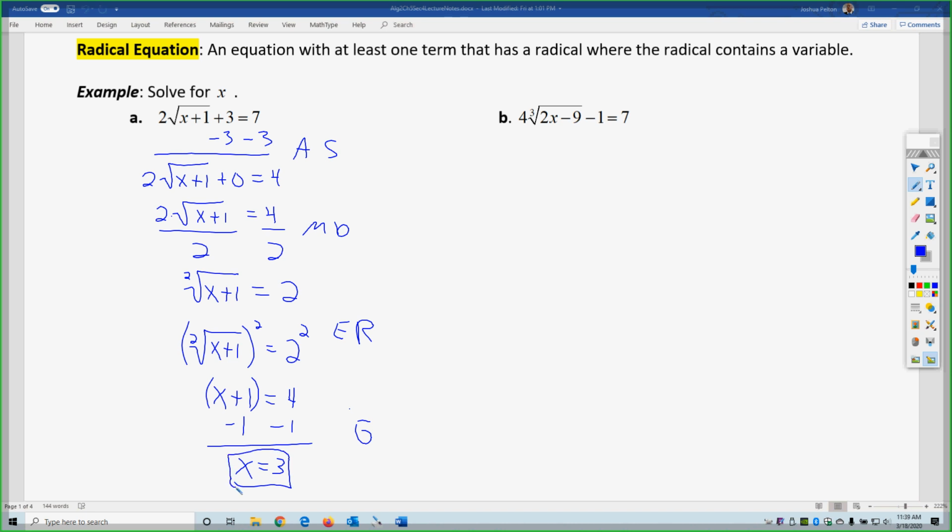If you plug 3 back in, you'll get the square root of 4, which is 2, times 2 is 4, plus 3 is 7. So that actually works. Okay, next one. Add subtract step. Add 1.